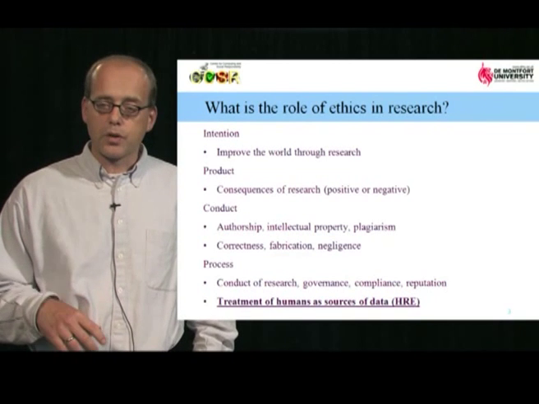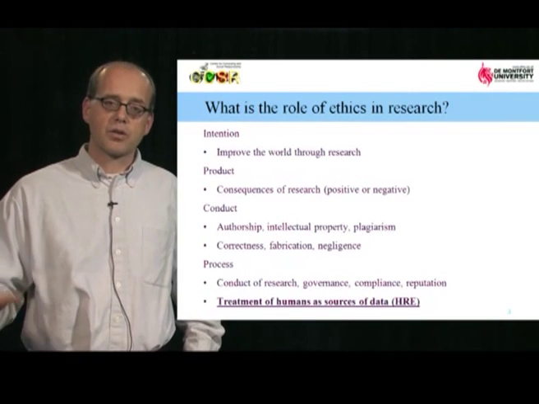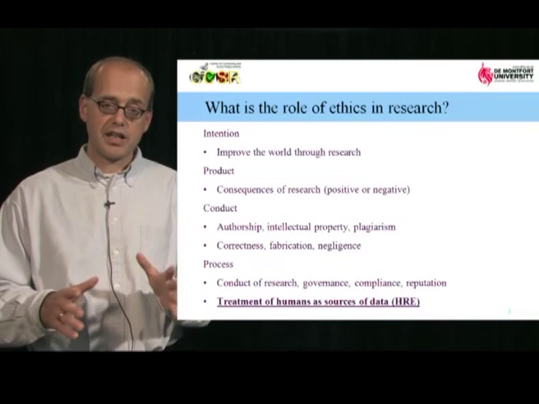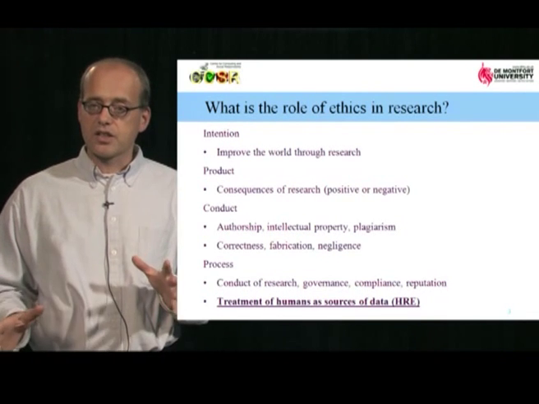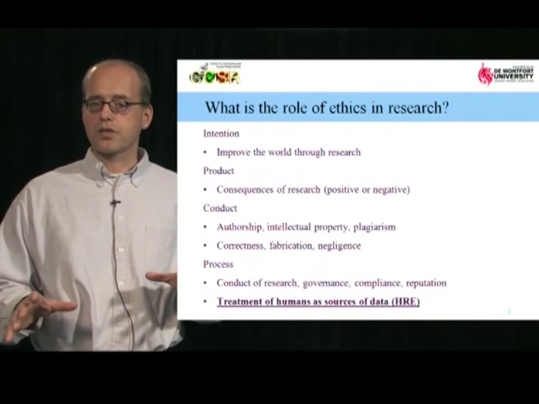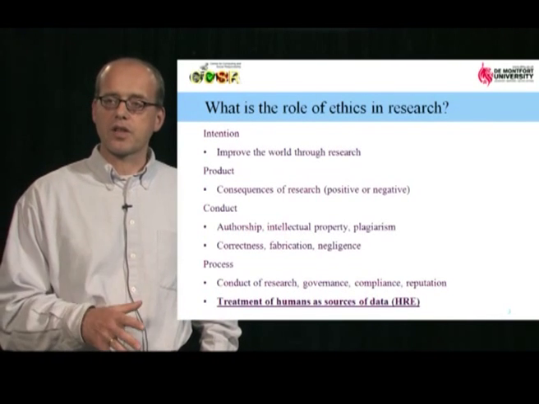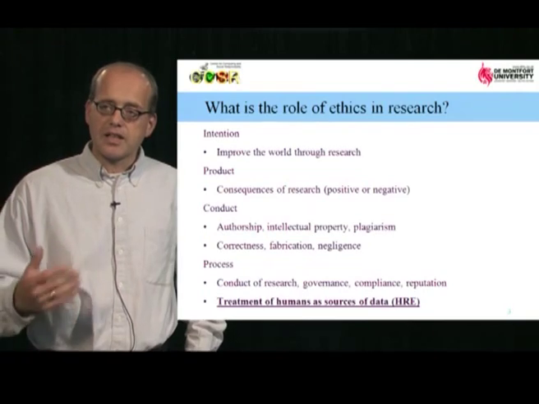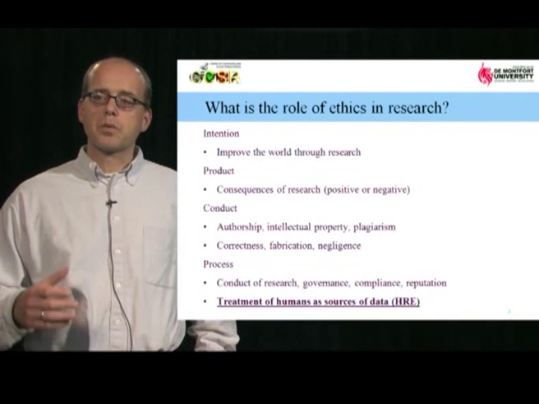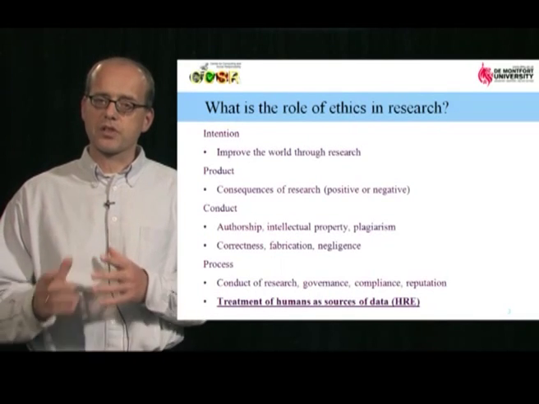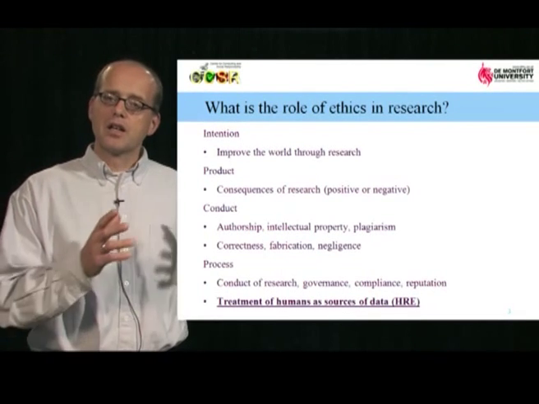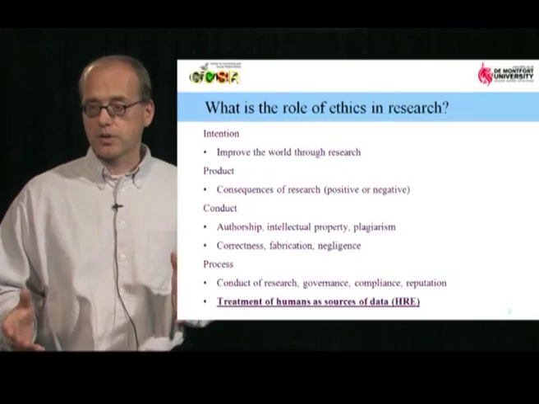Other issues to do with the conduct of research are in the correctness of data, in fabrication, which is one of the primary academic sins, and in questions of negligence. So these are all things to do with the conduct of research which touch on ethical issues. And finally, there is the process of research having to do with the conduct. How do we do research? What are the processes within the research that will allow us to achieve ethically good outcomes?